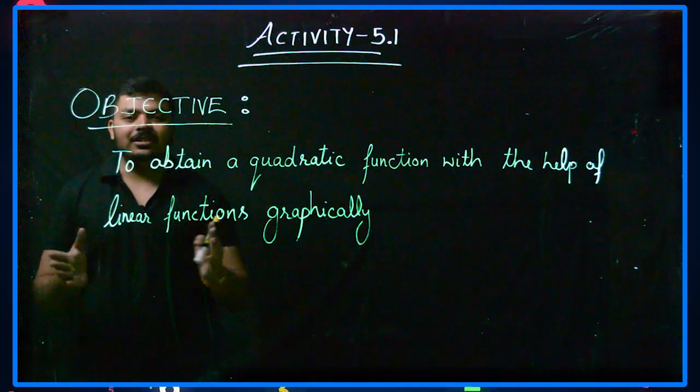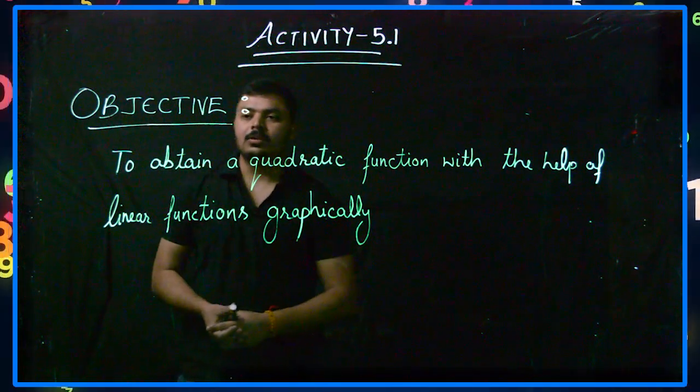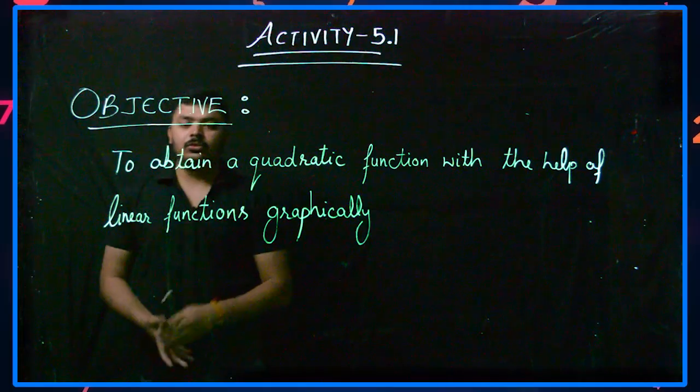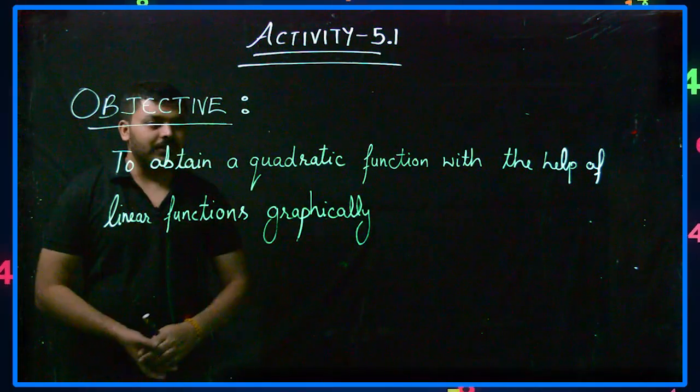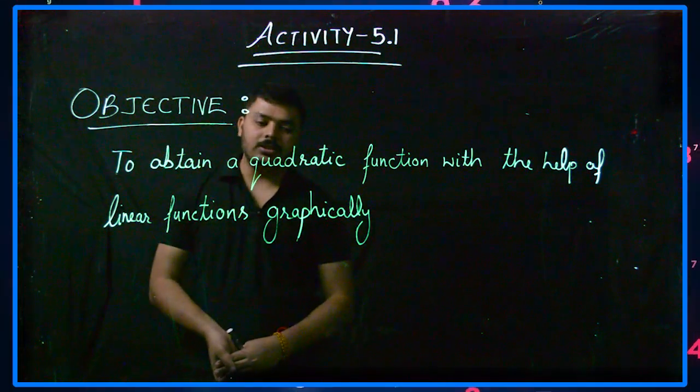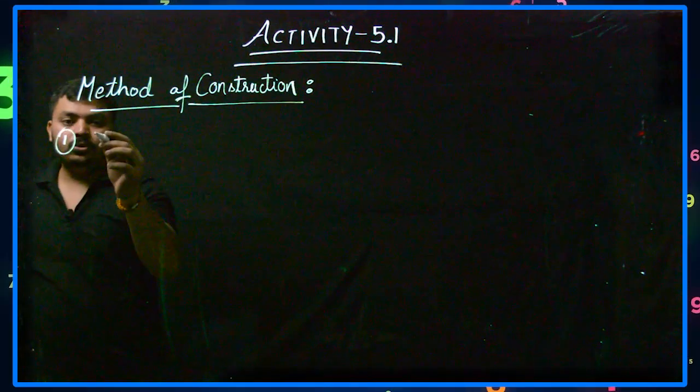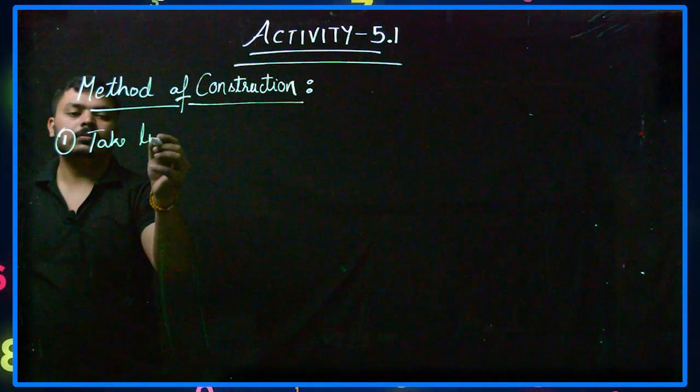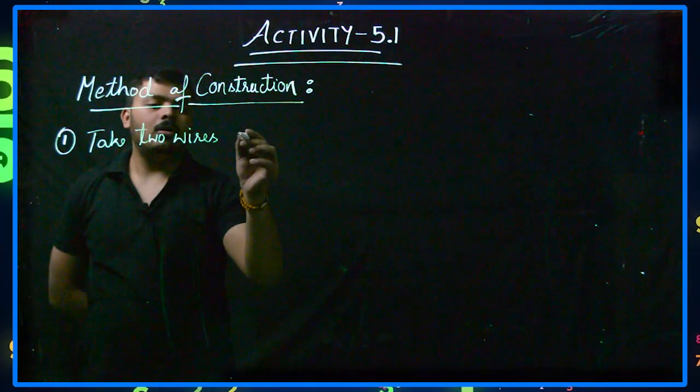So students, now let's start activity 5.1. Our objective for this activity is to obtain a quadratic function with the help of linear functions graphically. Take two wires of equal length.